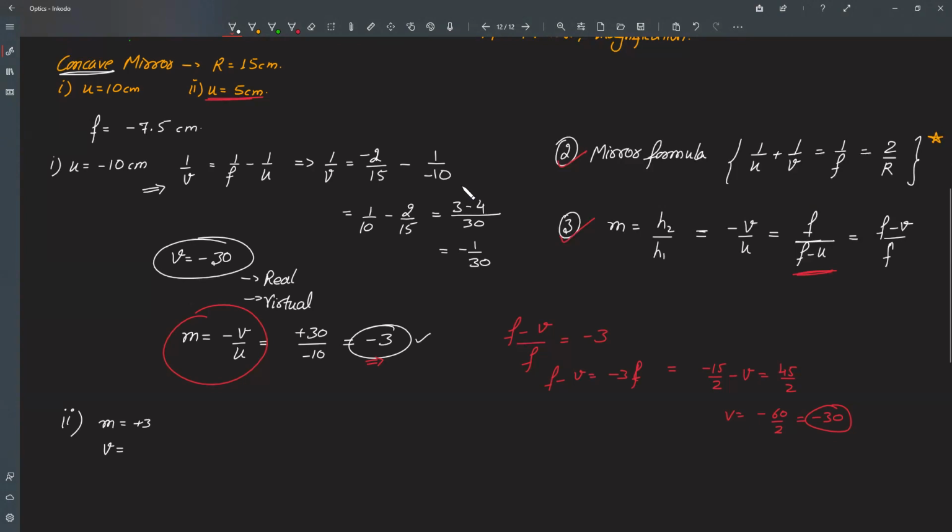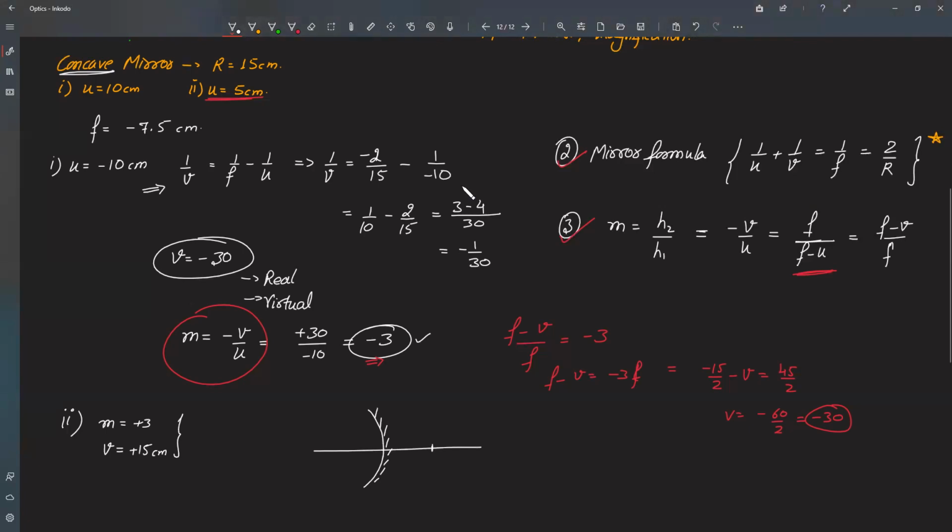Yeah. V is plus 15, correct. Okay, so that means what? It is on the other side of the mirror. So it is on the other side of the mirror at a distance of 15 from the pole. So this is where the image is formed.